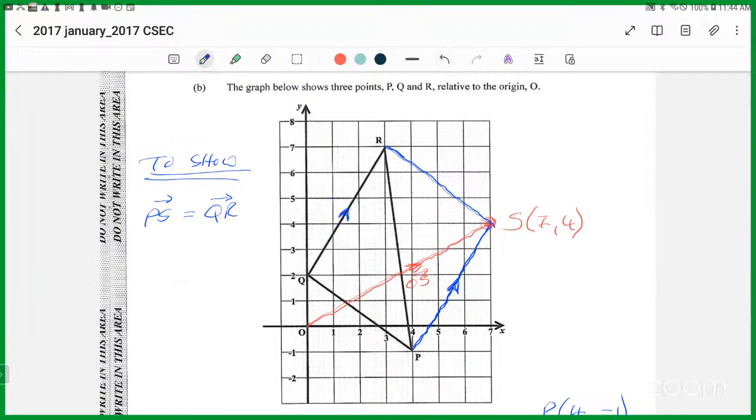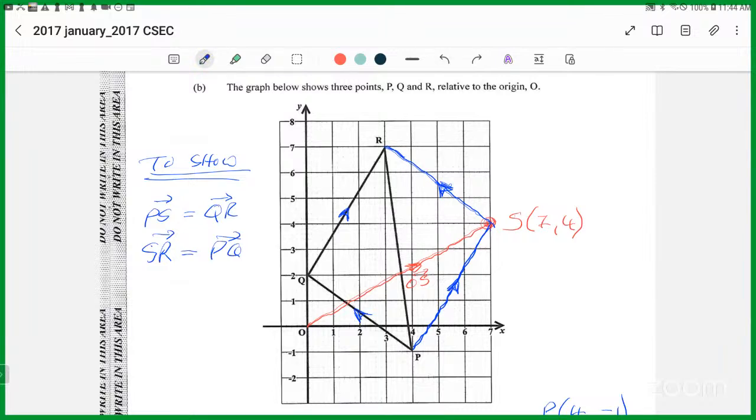Then the other side now would be these two. I will do PQ and SR. So we can also show that SR is equal to PQ. We need to show these two things to show that we have a parallelogram.